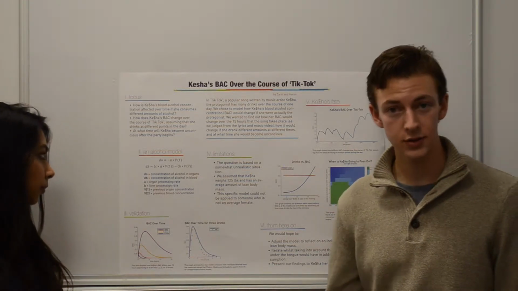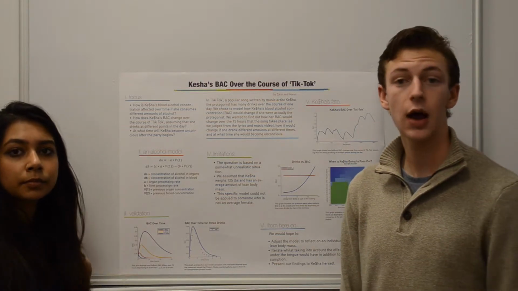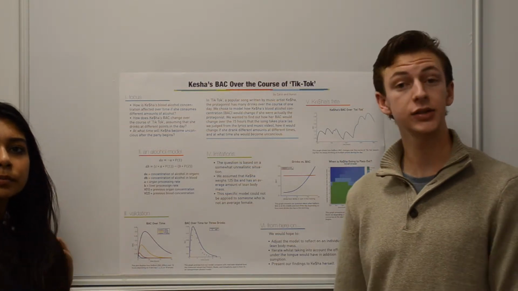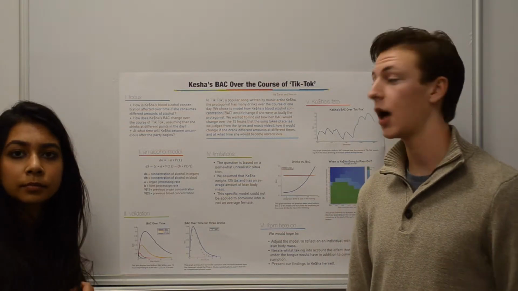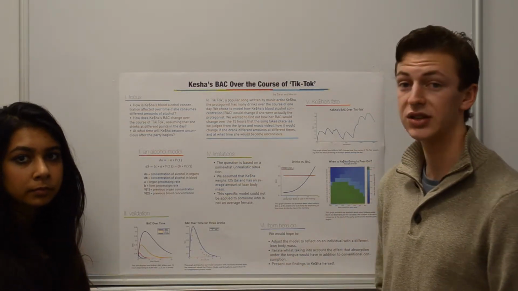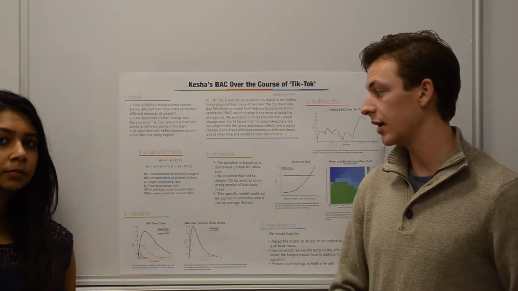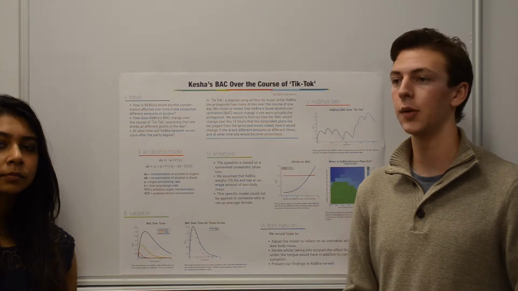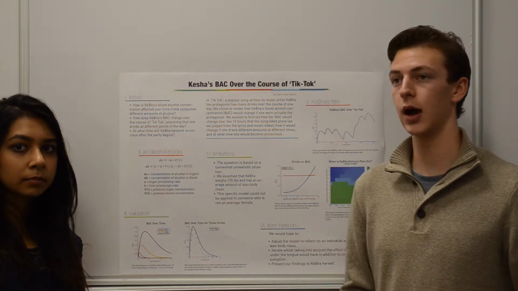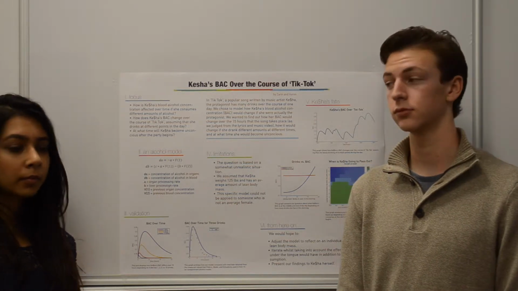So in order to answer these questions, we developed a two-stock model, where the first stock is the concentration of alcohol in Kesha's organs, and the second stock is the concentration of alcohol in her bloodstream. And so we came up with a couple of variables and some equations to model that. As you can see here, we had an organ processing rate and a liver processing rate, and used those equations to make a graph of blood alcohol concentration over the course of time.